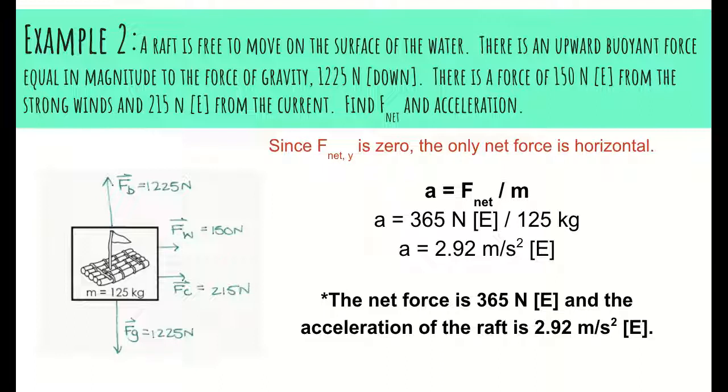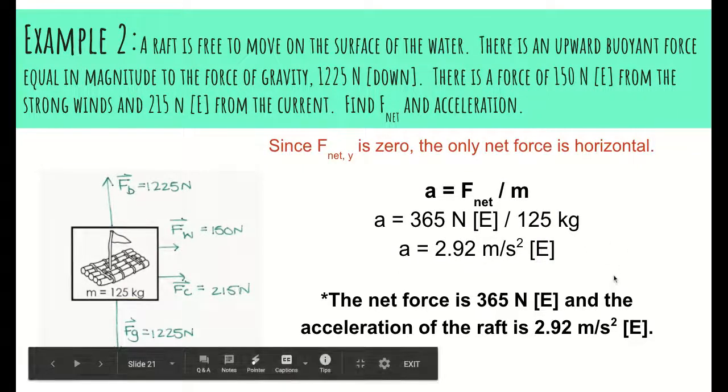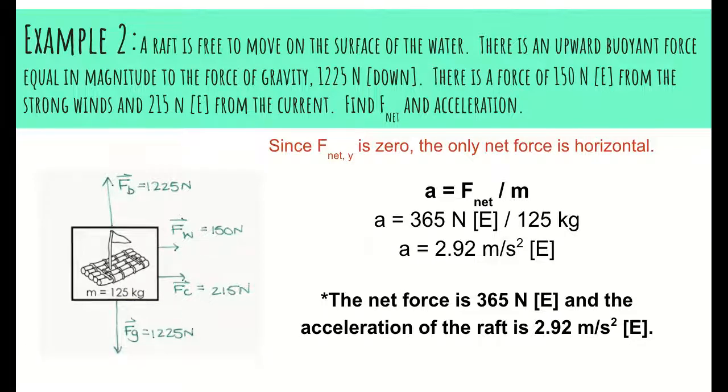To find the acceleration, we are going to substitute in our net force, which happens to be 365 newtons east, divided by the mass of 125 kilograms. The net force is 365 newtons east, and the acceleration of the raft will be 2.92 meters per second squared east.